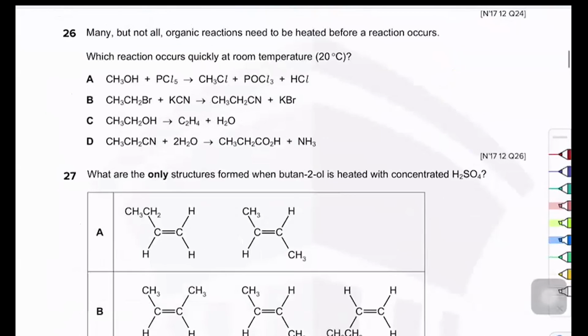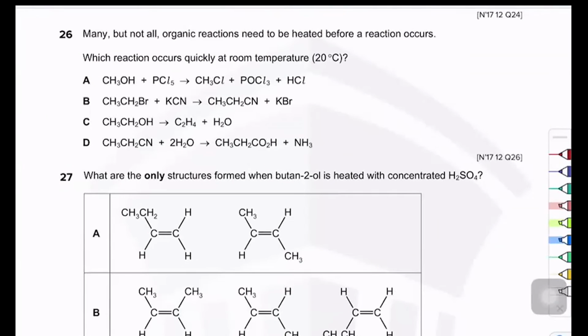Okay. Many but not all organic reactions need to be heated before a reaction occurs. Which reaction occurs quickly at room temperature? This is very easy. Which one reacts really quickly? This first one is very fast. PCl5 is very reactive. We don't need to heat it. We did this yesterday. It produces HCl, POCl3, all that. So yeah, this is good. A is the answer.